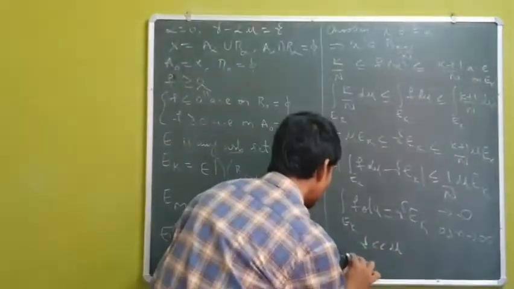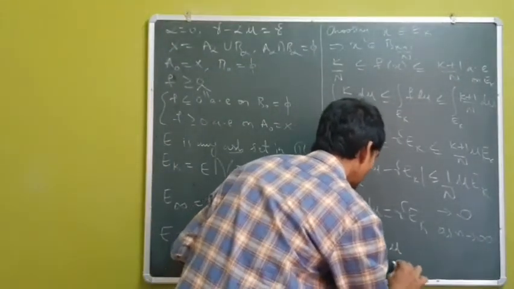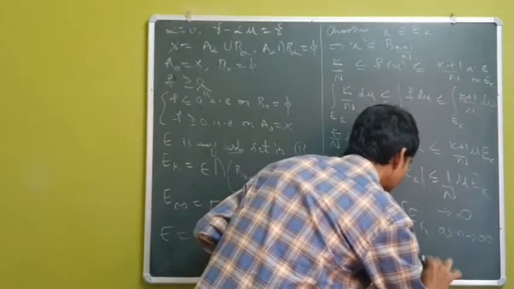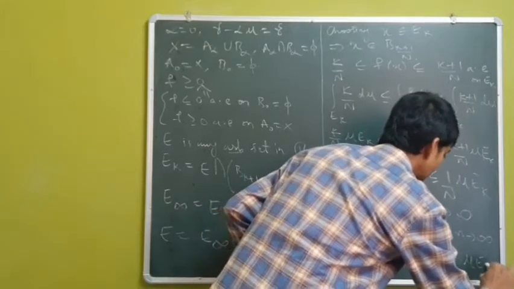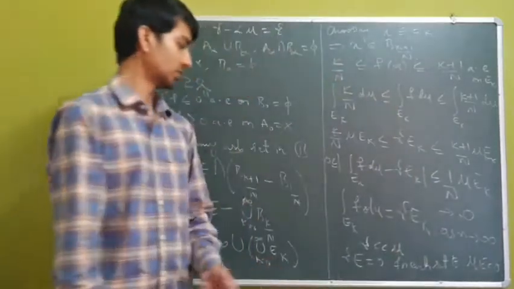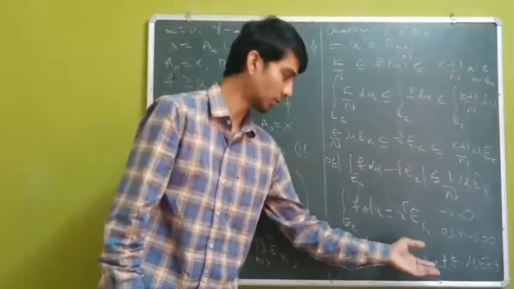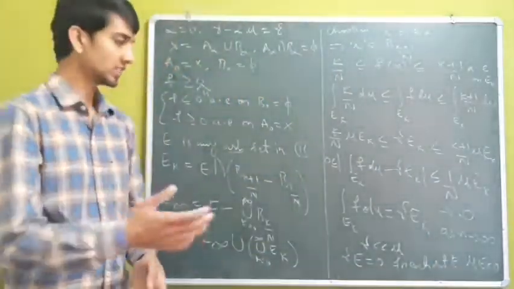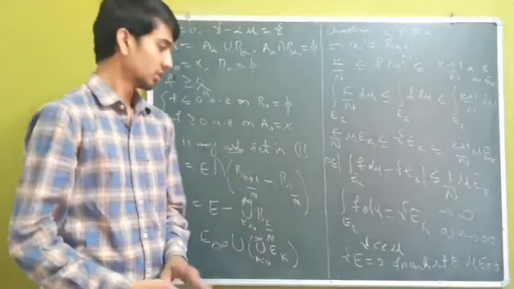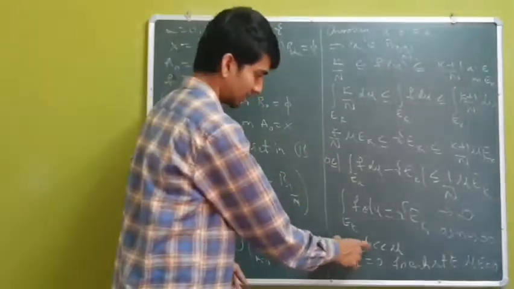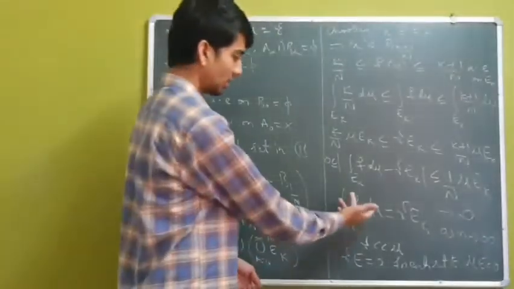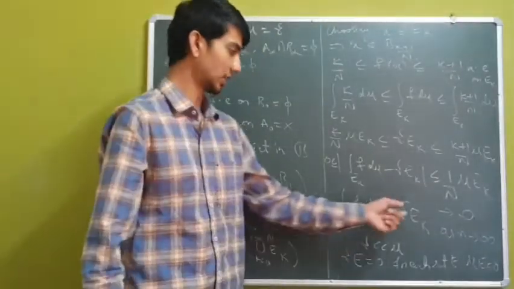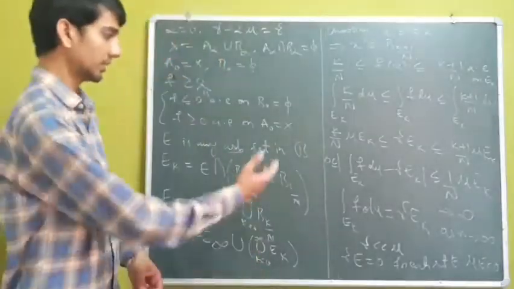So we have gamma of E to be 0 for each set E for which mu of E is also 0. So we got gamma of E to be 0 for each set E for which mu of E is also 0, which implies gamma is absolutely continuous with respect to mu, by which we got the integral of f over E_k to be gamma of E_k.